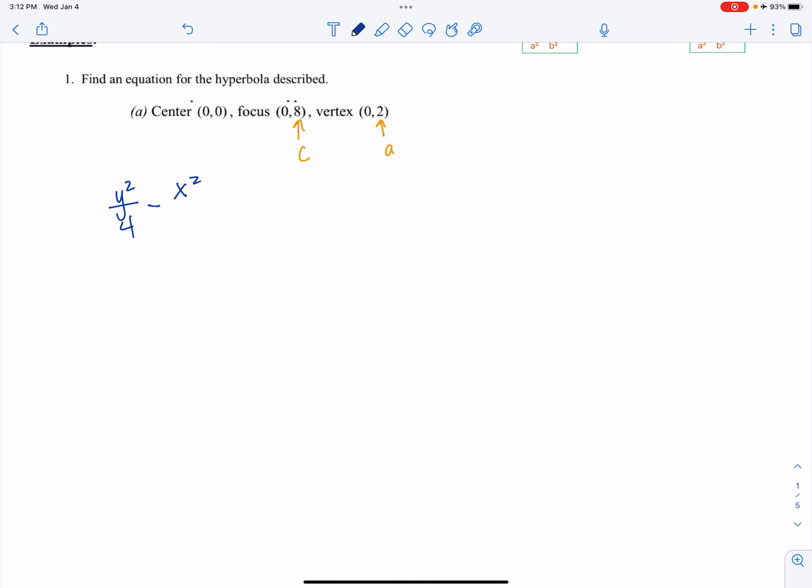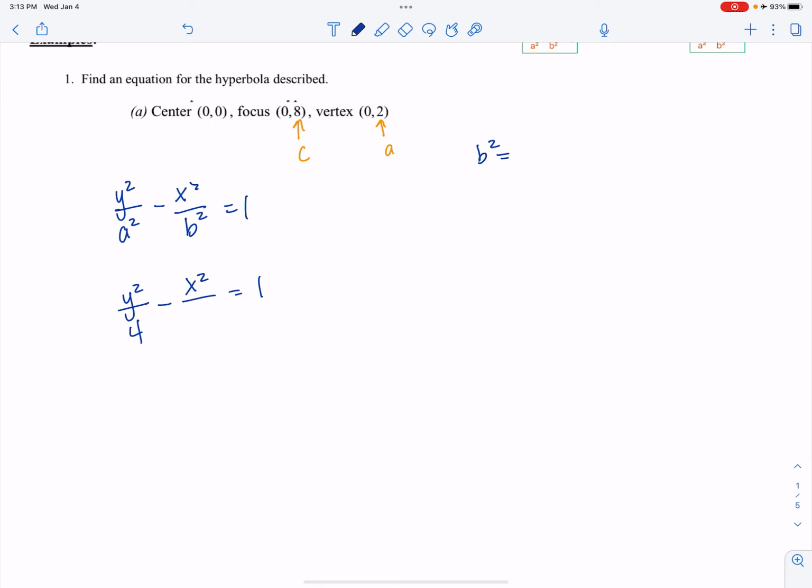Oh, wait. I'm sorry. I jumped way too far ahead. Our general form of our equation is y squared over a squared minus x squared over b squared equals 1. What do we need? We need a squared and b squared. We have a, so that's 2. So we have y squared over 4 minus x squared over b squared. We have a, we have c, so let's find b.